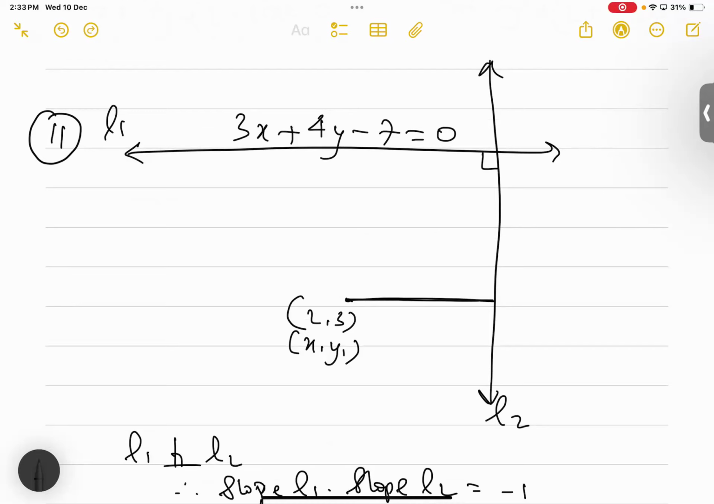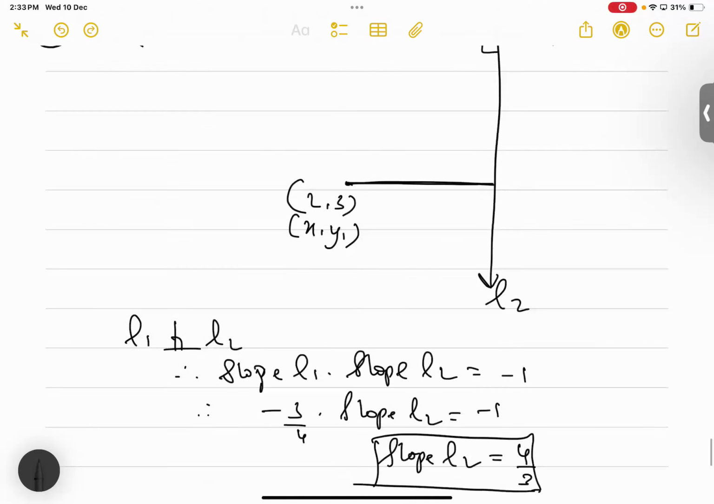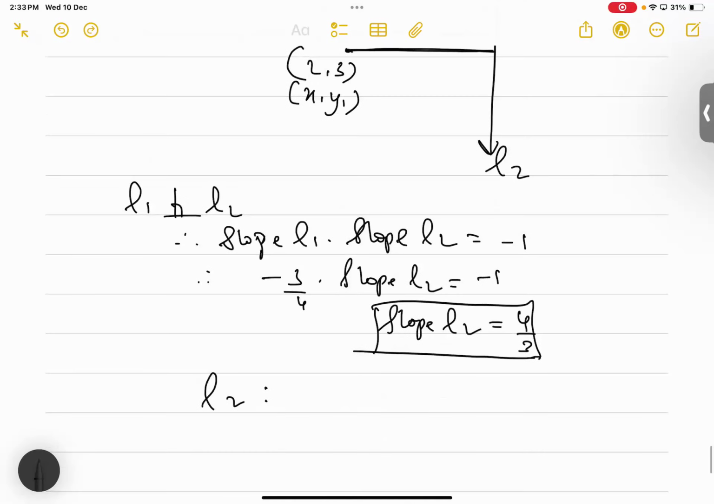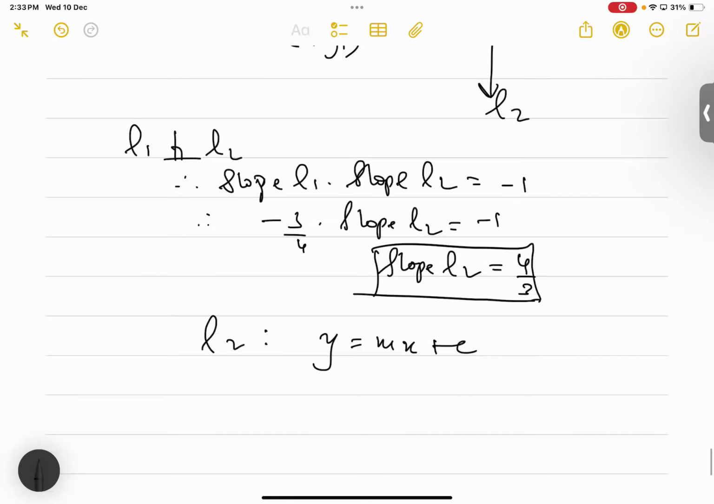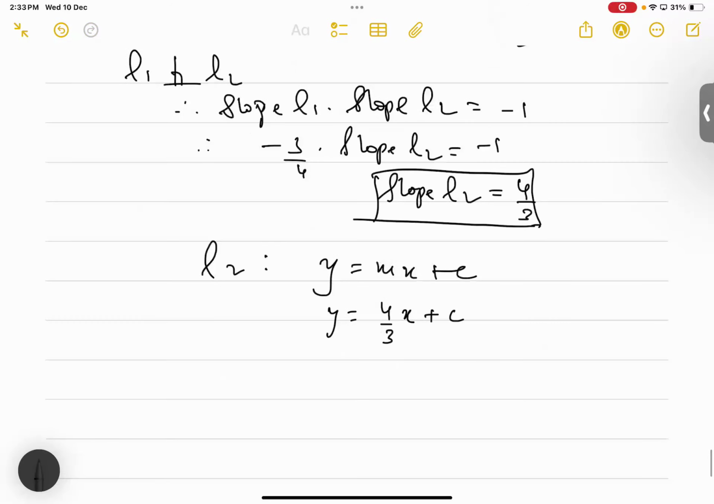You have to read a question for this diagram. We are trying to find the equation of L2. If you take 4 or 3 as minus, that would just change the value of K. So I'll do one thing. I'll take y is equal to mx plus c, because we know the slope. What is the slope of L2? 4/3.